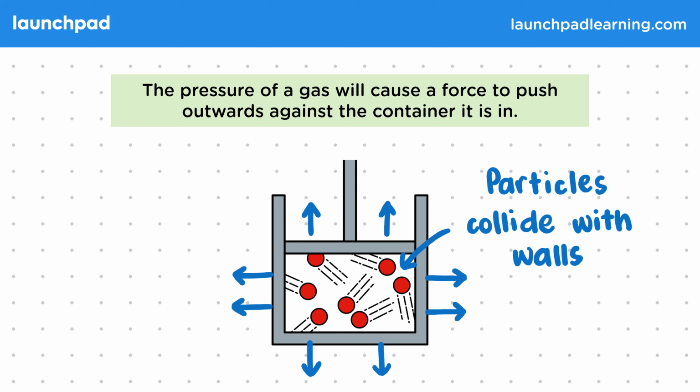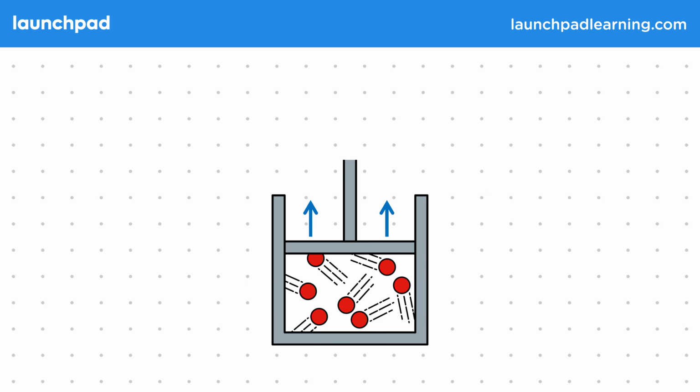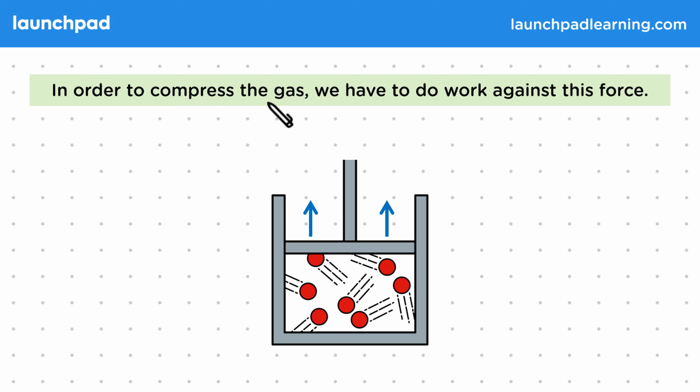Now let's suppose we wanted to compress this gas. In other words, make the container smaller by moving this press down. What would we have to do to achieve this? Well, in order to compress the gas, we have to do work against this force.